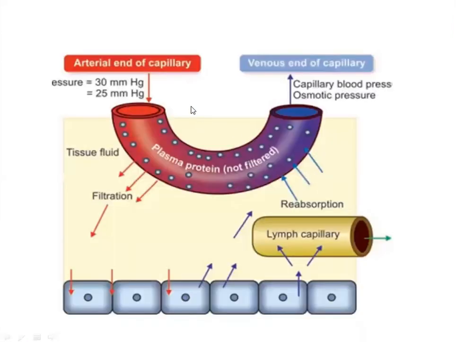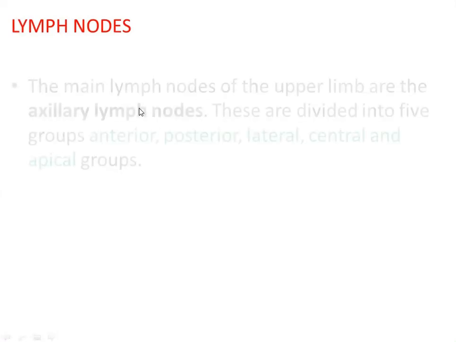Here you can see blood circulating through the capillaries, right? Most of the fluid is filtered. Then most of the fluid re-enters at the venous end, but some of the fluid circulates through the lymph vessels, right? Then we will see what the lymph nodes in the upper limb are.